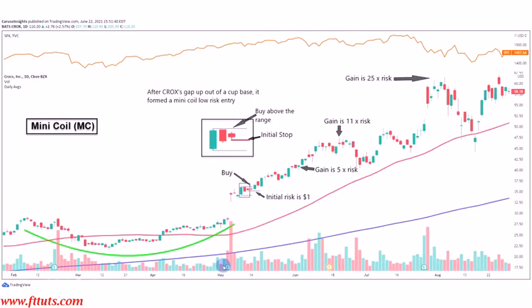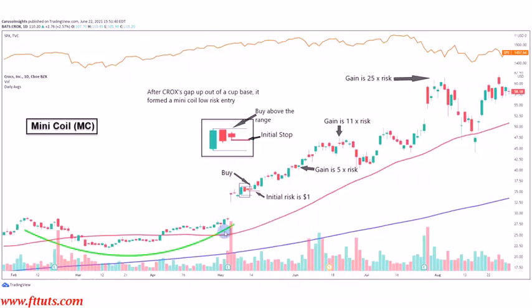This next example of a mini coil is on Crocs. So you can see here we had a really nice large cup base, and we gapped out on earnings. And we'll see there's multiple buy points, multiple scenarios here, but again, we want to try and buy within 10 to 15% of a prior basing structure, of a stage 1 or stage 2 base, or within a test of a 10-week or 50-day moving average. You don't want to apply these patterns once the stock is too far extended from a base, because the odds of the stock correcting are much more significant.